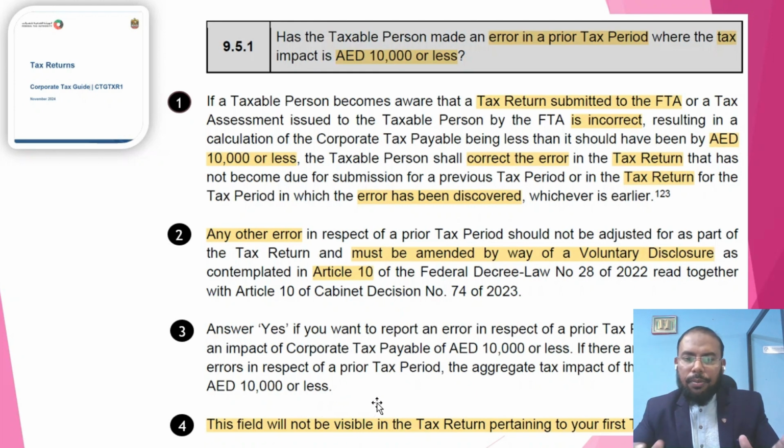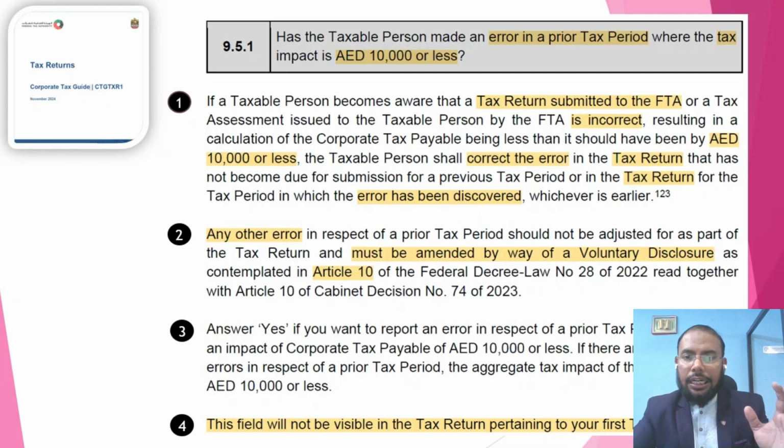In para 4, this is very important for understanding. This field will not be visible in the tax return pertaining to your first tax period. What does this mean? Here you can see the question: has the taxable person made an error in a prior tax period where the tax impact is AED 10,000 or less? You didn't find this question in your CT filing. Why? Because this is related to an error in a prior tax period. They already mentioned this field will not be visible in the tax return pertaining to your first tax period.